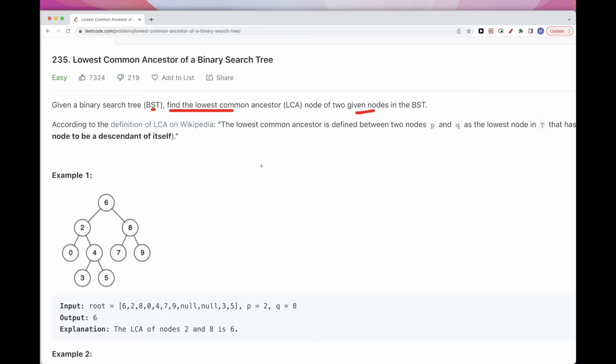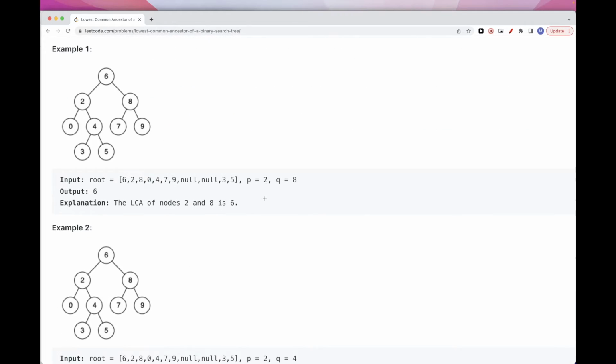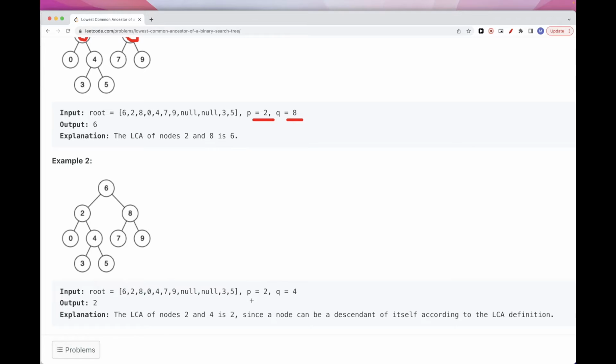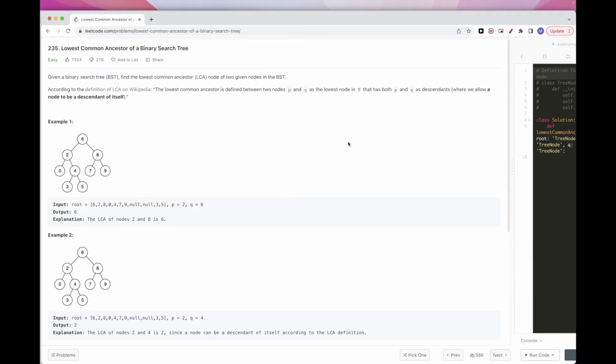And a BST is a binary tree where the left side is smaller than the root and the right side is bigger. So if we take a look at this example, we have 2 and 8. The lowest parent they have together is 6. If we take a look at the second example, 2 and 4, the lowest parent is 2, right? And so it can be one of the nodes itself. So that's one thing we can tell from here. So how can we solve it?